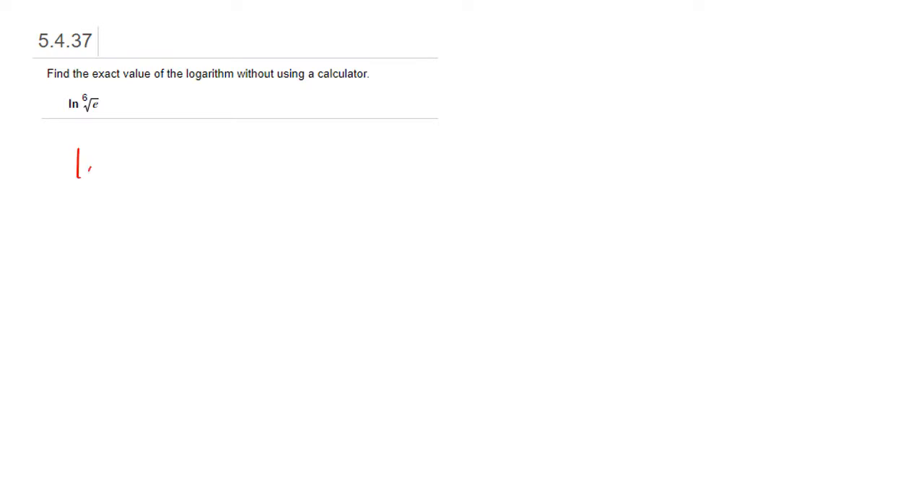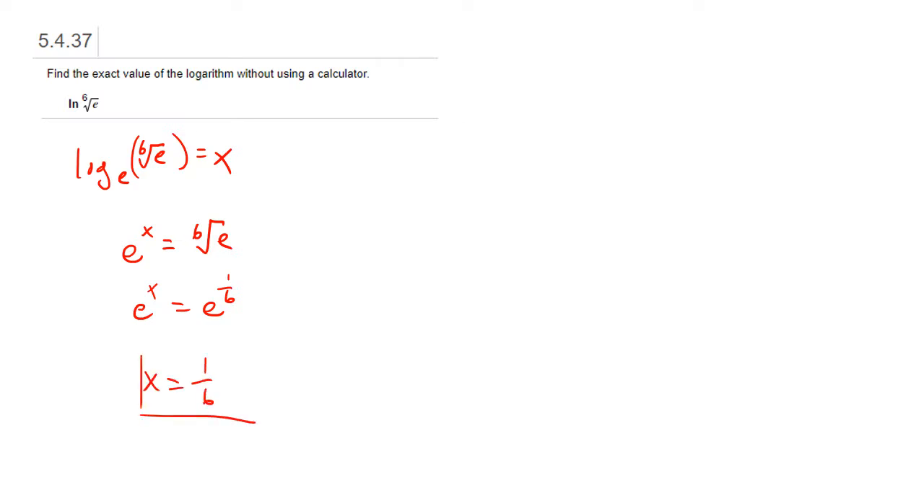Similarly, okay, this just means the logarithm whose base is e of the 6th root of e. I'm going to set this equal to x. Now if I convert this to an exponential, we get the base to the exponent is equal to the result. Just remember that this notation means e to the 1/6 power. And now I have e to the x equals e to the 1/6, and since exponential functions are 1 to 1, I conclude that x must equal 1/6.